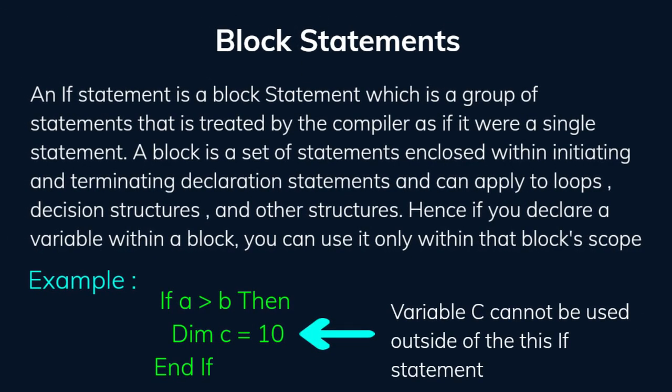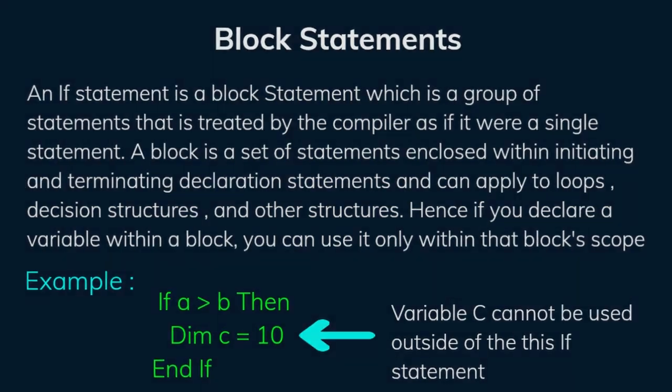If statements are closely related to block level statements. A block level statement is a group of statements that is treated by the compiler as if it were a single statement. A block is a set of statements enclosed within initiating and terminating declaration statements. It can apply to loops, decision structures, and other structures. Hence, if you declare a variable within a block, you can use it only within that scope.